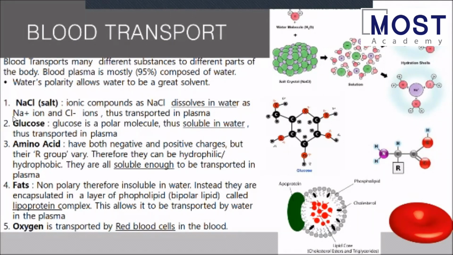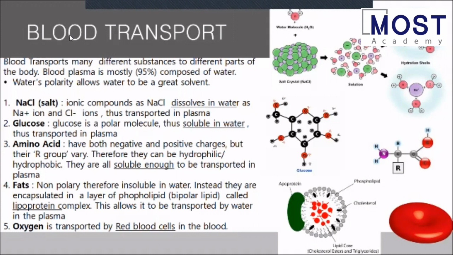Another exception is oxygen. Oxygen cannot be directly dissolved in water. It has to be transported by a special carrier we call the red blood cell. The red blood cell is the red circular cell. This binds with the oxygen, and then it is transported through the blood to all parts of our body.